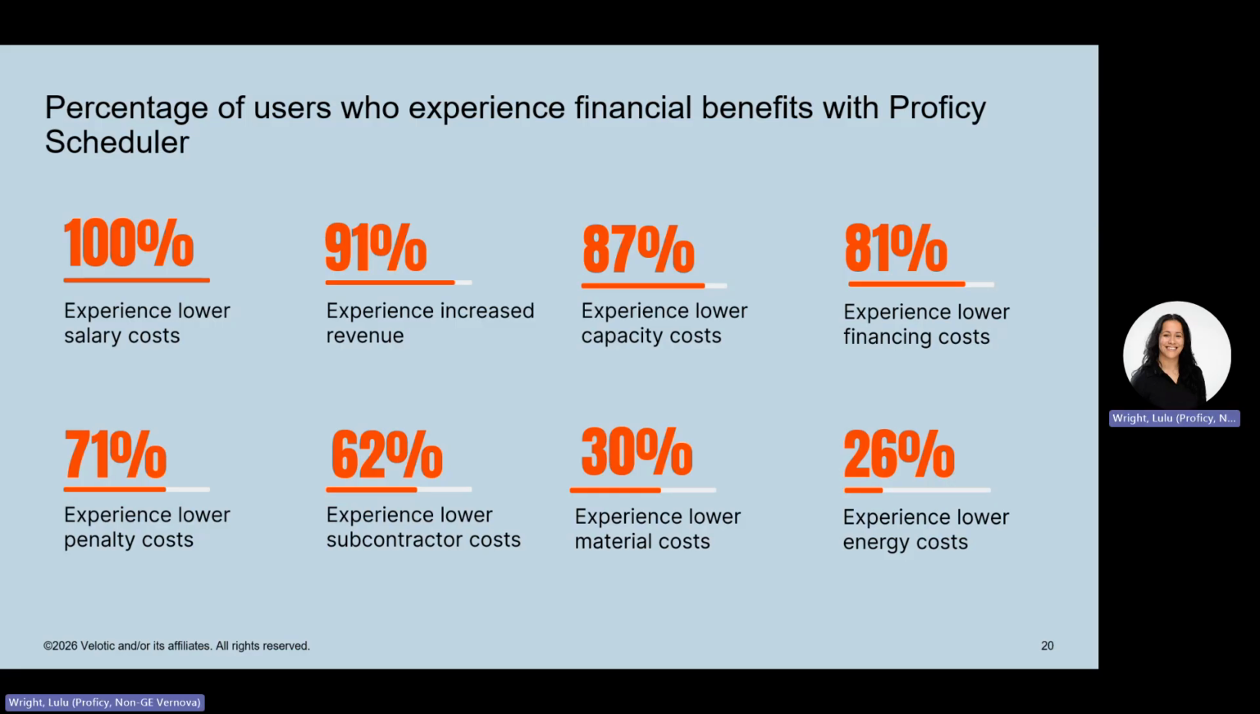Percentage of users who experience financial benefits with Prophecy Scheduler. We received some very good feedback from customers that use the software. 100% of them experience lower salary costs per what they reported. 91% experience increased revenue, and above 80% experience both lower capacity costs and lower financing costs. And you can see also lower penalty costs at 71%. So different financial benefits that have been reported and that we are able to go over with you today.